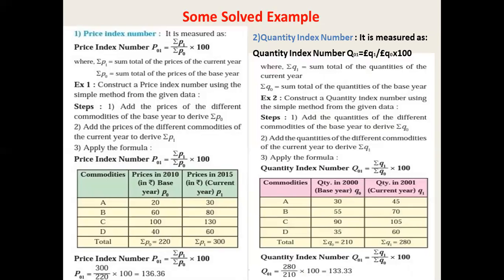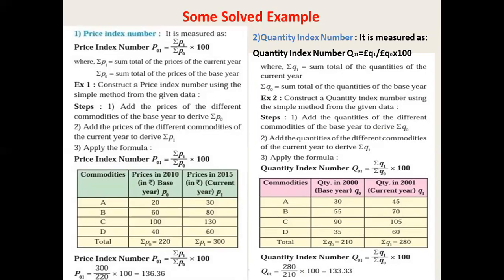The next type is the quantity index number. It is measured by the formula Q01. Now, Q means what? The quantity. In the last video, I explained that Q0 means the quantity of the base year, and Q1 means the quantity of the current year.